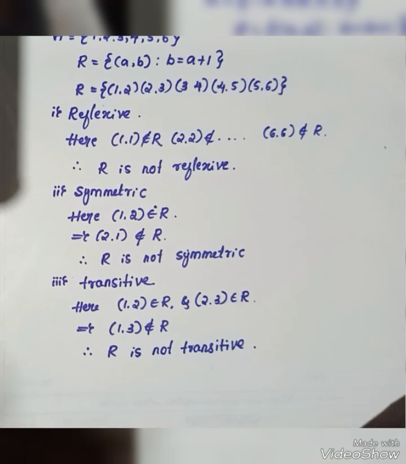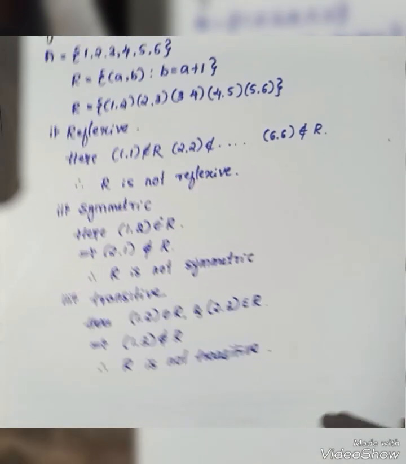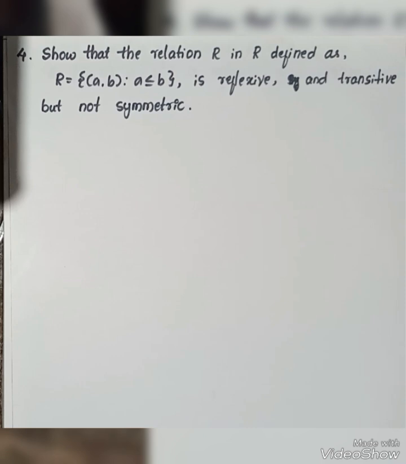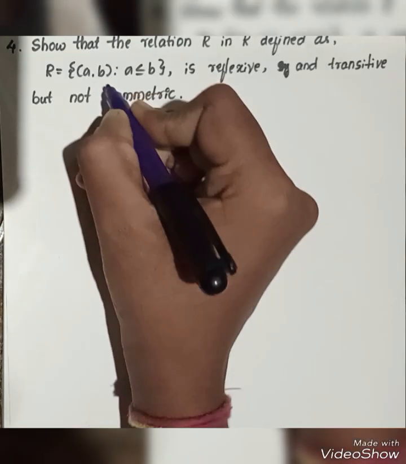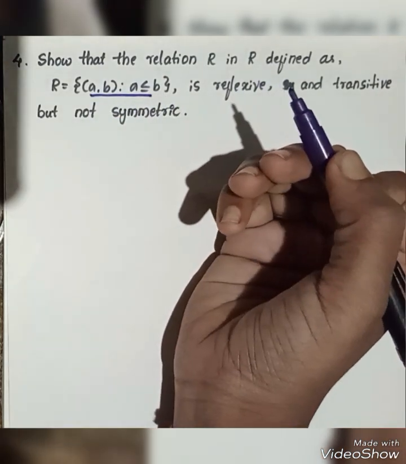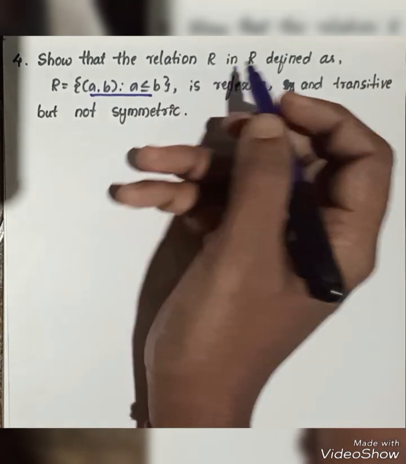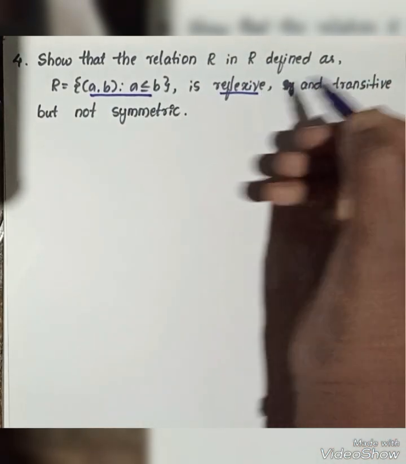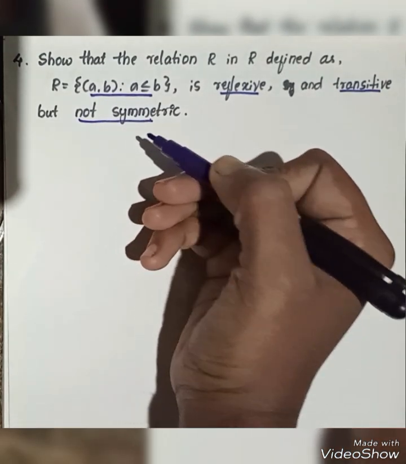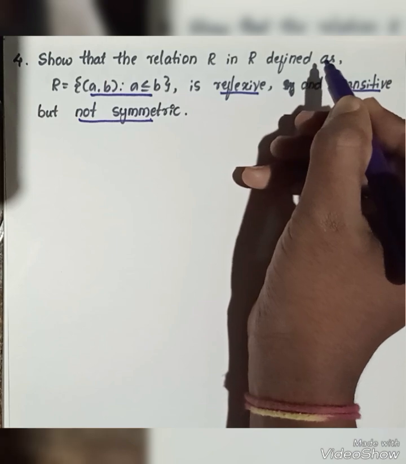Next question, question number 4. Show that the relation R in the real numbers is defined as follows. This is also one of the important questions for examination. Here we have to consider the condition a is less than or equal to b. Show that the relation R is reflexive and transitive but not symmetric. Here also R is defined for real numbers.